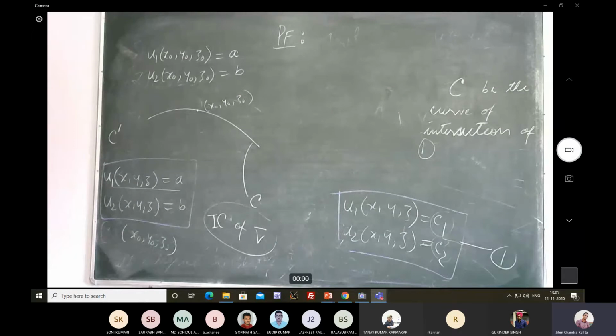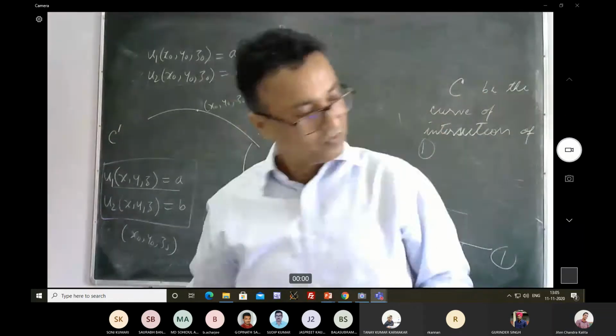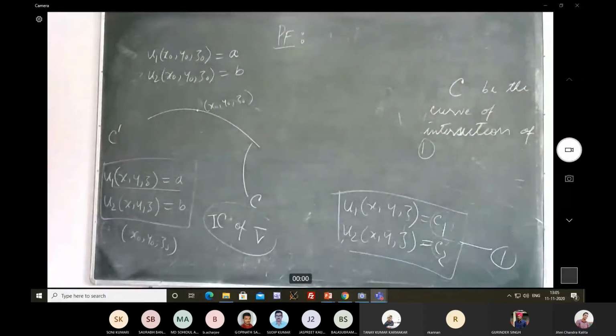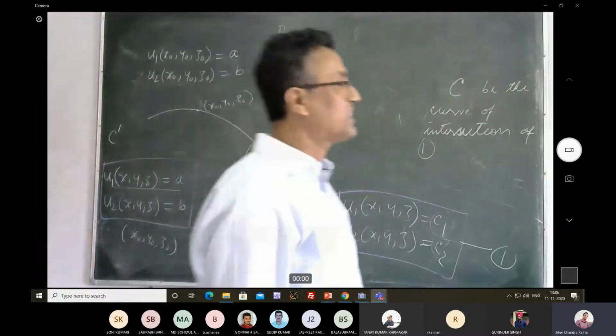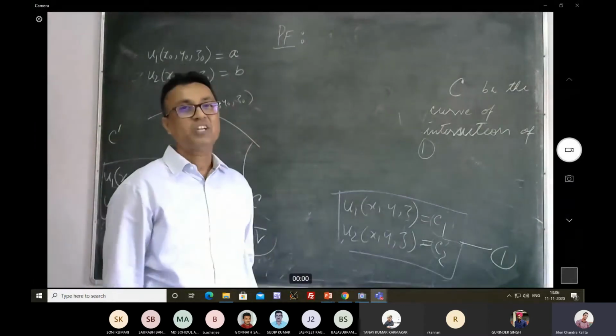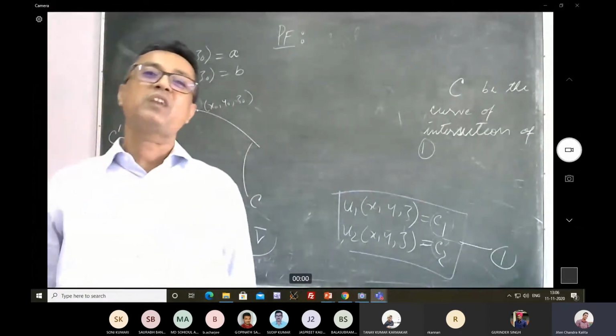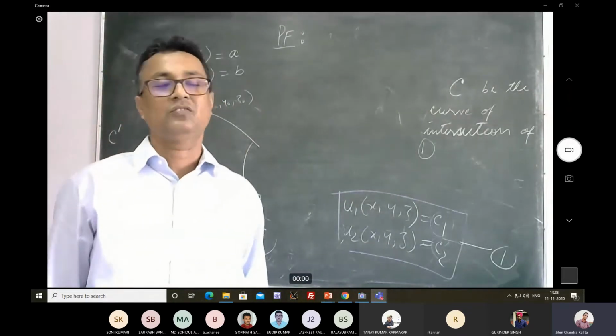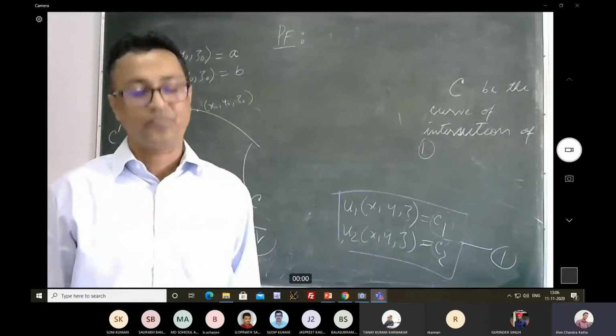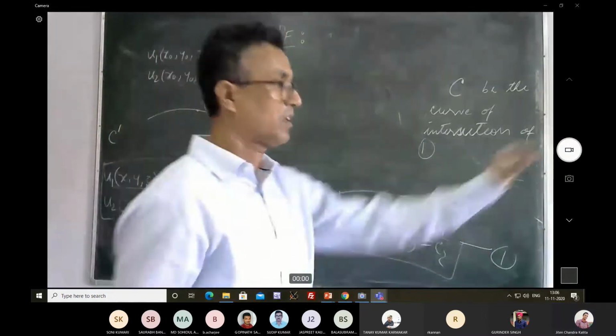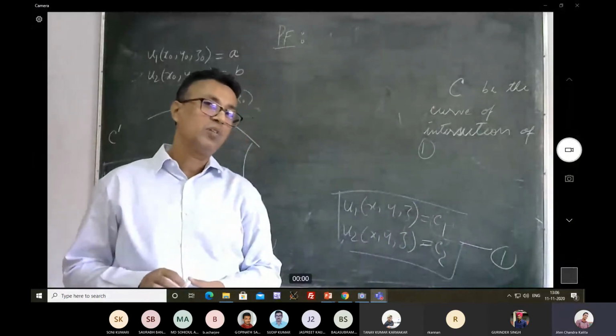So now, can you prove that C is nothing but C prime? I have got two integral curves, C prime and C. Both pass through the same point, x naught, y naught, z naught. So can you give me a way of proving that C prime is nothing but C? Both are integral curves of V.